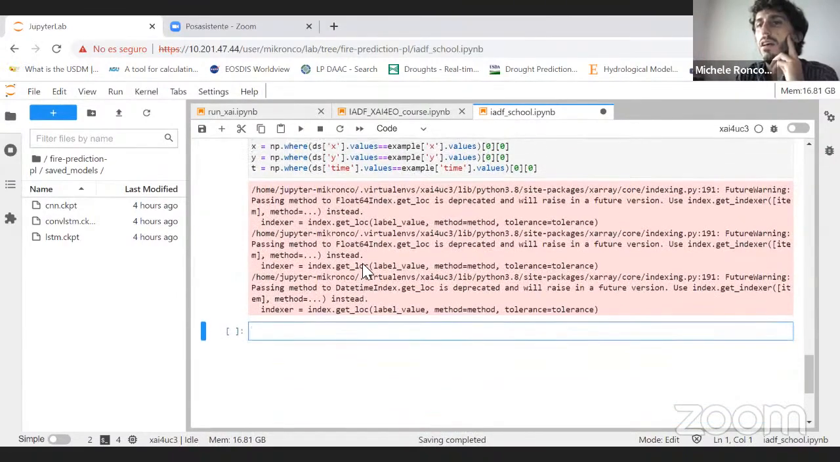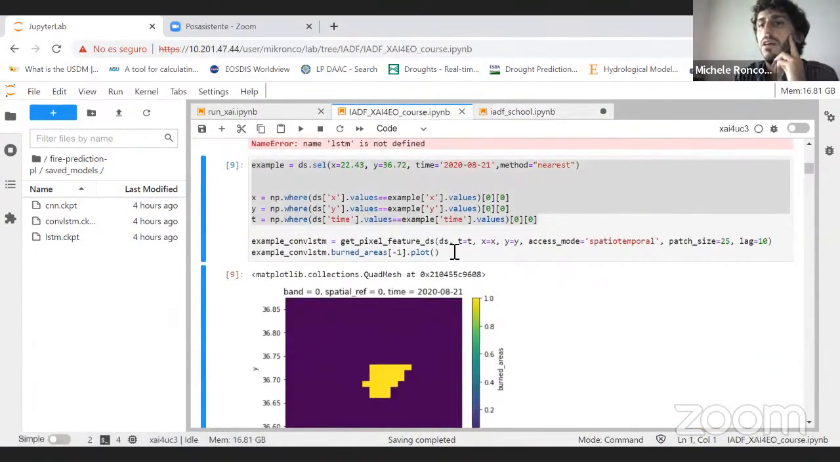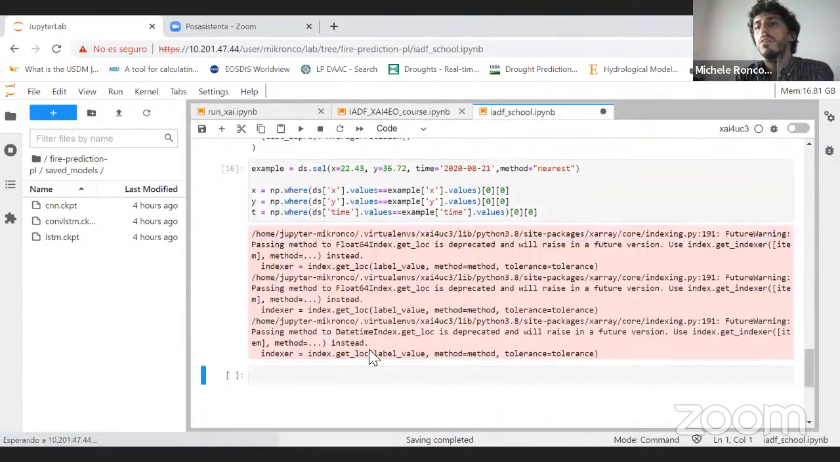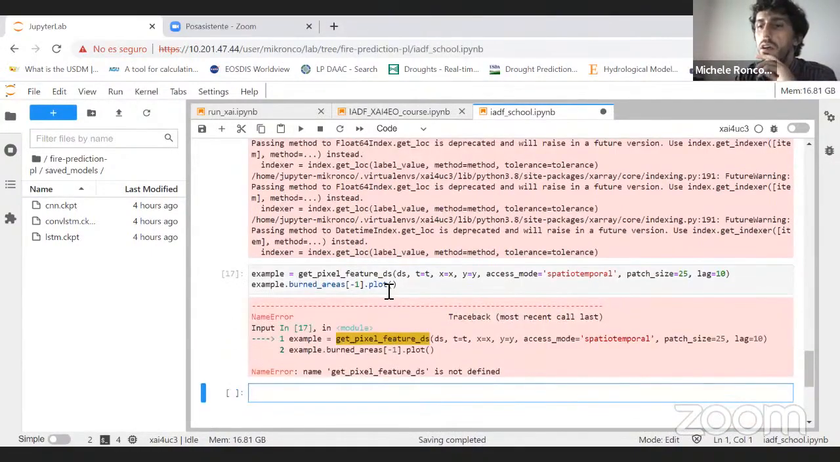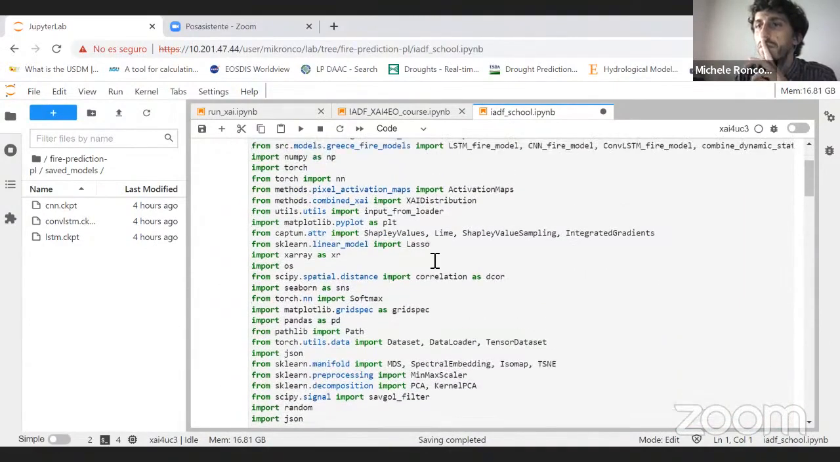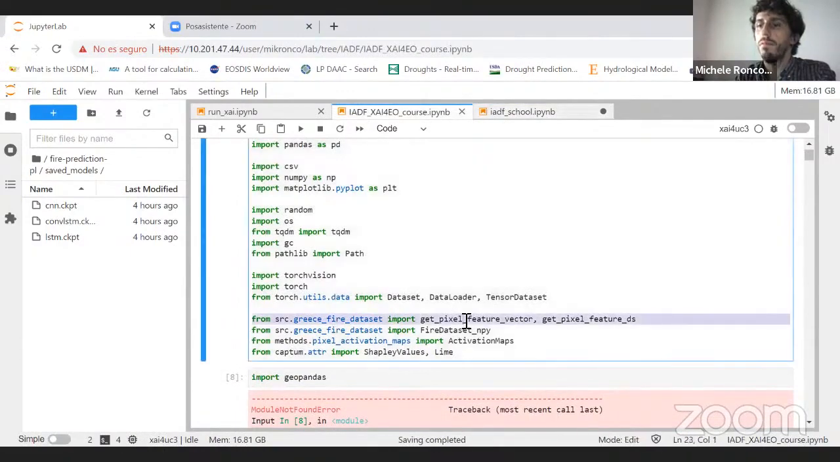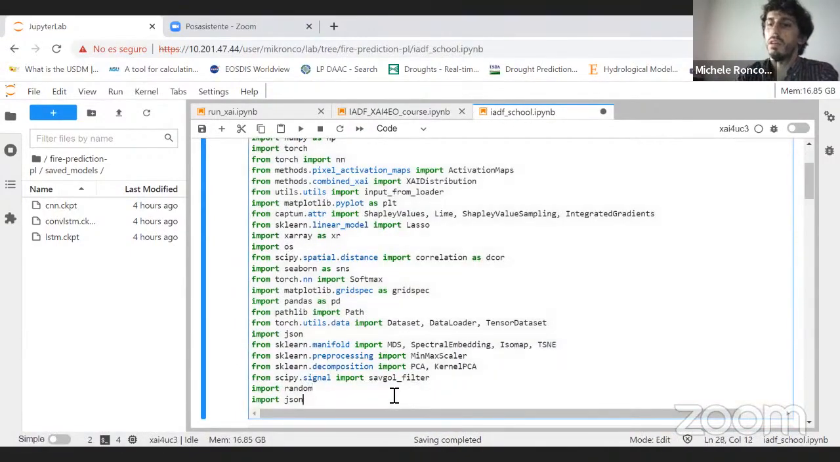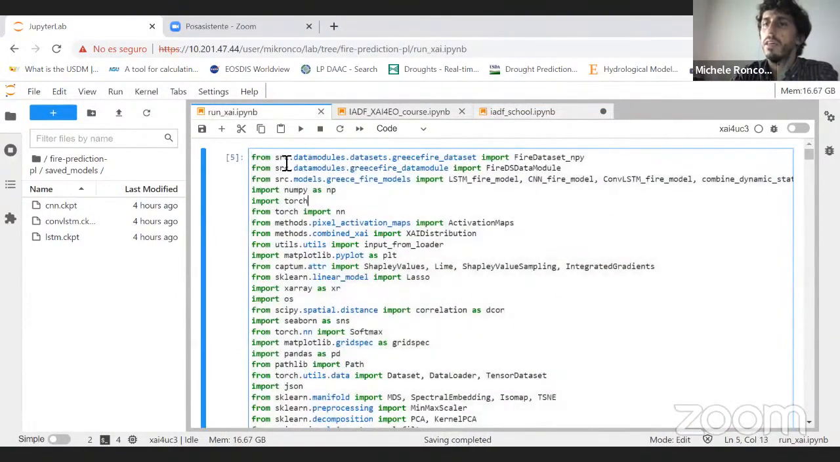And then we can load the example, and we can, for instance, plot it. So let's try to do like this. Save this example and see if we can easily find the pixel feature. Okay, we also have to import this function, which is for visualizing the pixels.